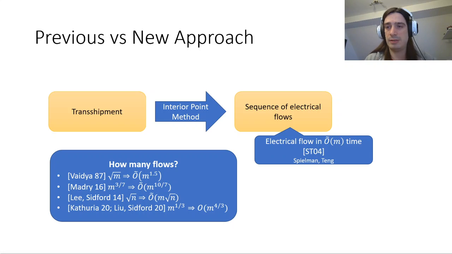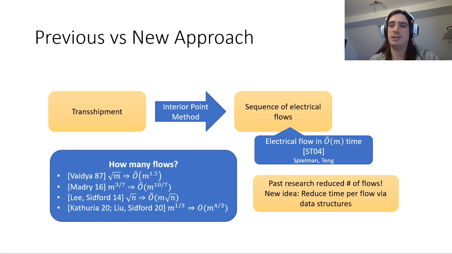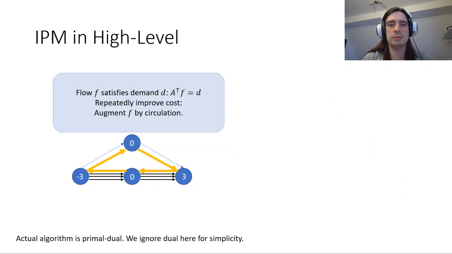So while the past research was about reducing the number of flows you have to compute, our new idea is instead to reduce the time we need per flow. Our algorithm will need root n many flows, like this result by Li and Sidford, but we reduce the time that is spent to compute each flow. So we are going to beat this nearly linear time per flow. For that, I first want to give some intuition on what exactly the interior point method does.